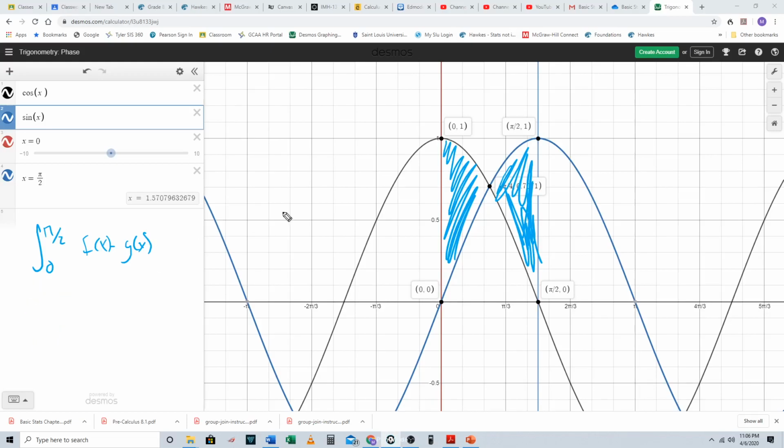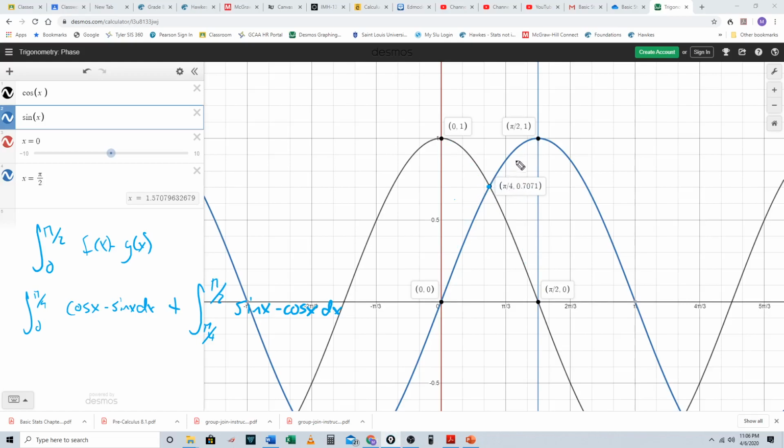What we're going to do is, again, cosine is black, sine is blue. Cosine is greater than sine at first, so it's going to be the integral from 0 to pi over 4 of cosine x minus sine x dx, plus the integral from pi over 4 to pi over 2 of sine x minus cosine x. Right here, the function changes at pi over 4, where sine x is now greater than cosine x. So that's how we're going to set it up in the majority of cases.